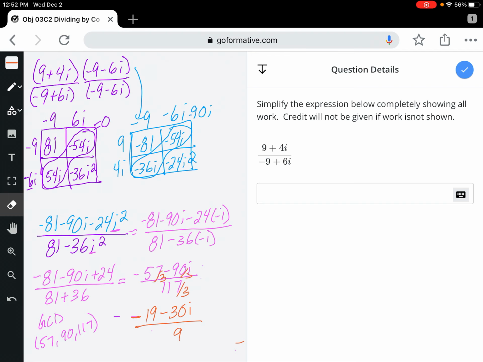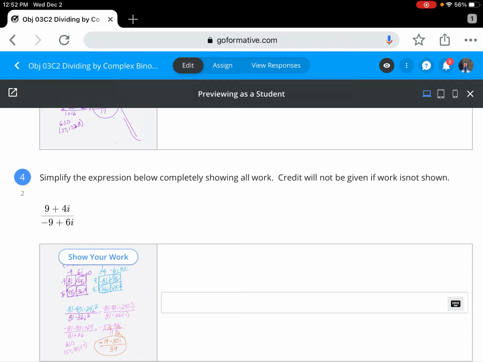Let me erase a few of these little marks. Some of these little stray marks are a little confusing. And 39. And that's your final answer.